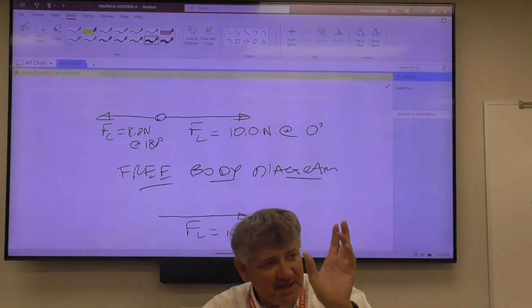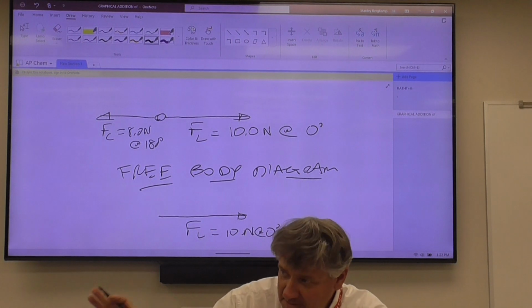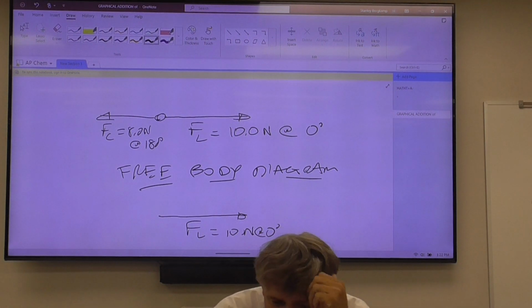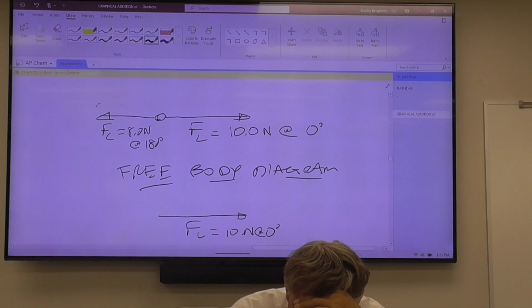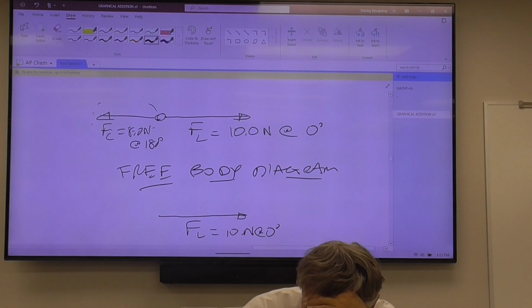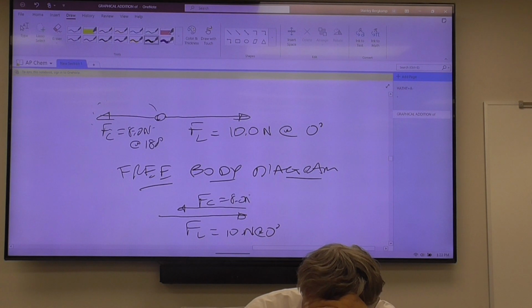Now, from the end of this is why it's called the tip to tail method. So now I'm going to take the vector that represents what Chloe's doing, and I'm going to draw it back like this. So here's force Chloe, 8 newtons at 180 degrees.